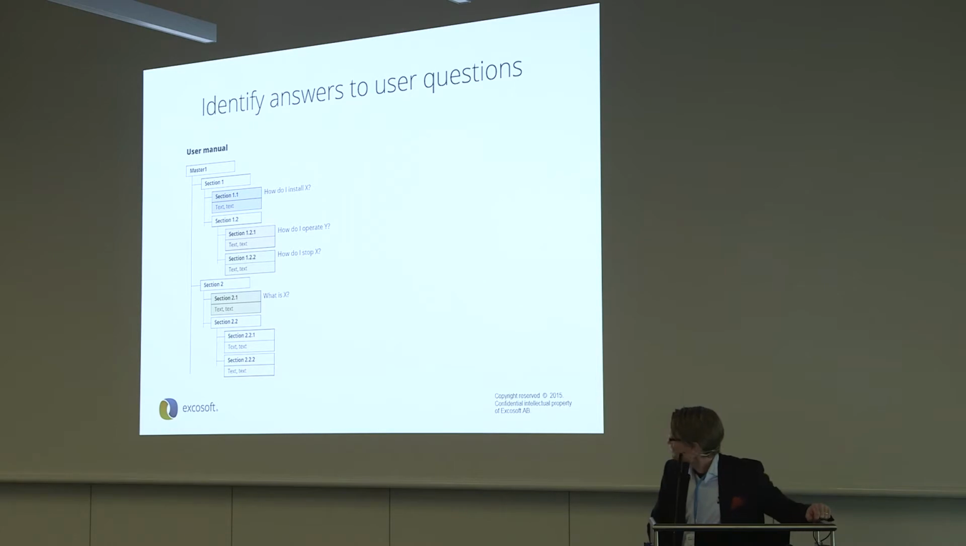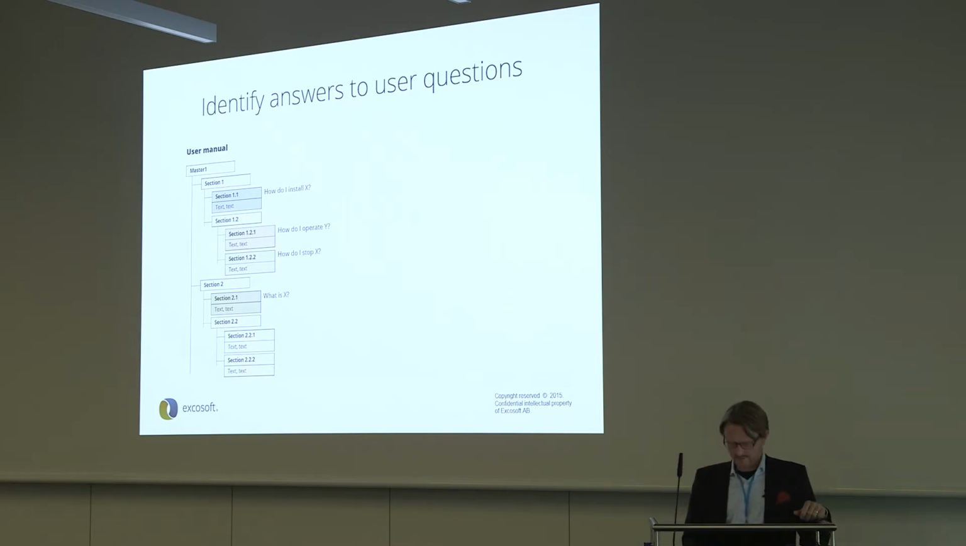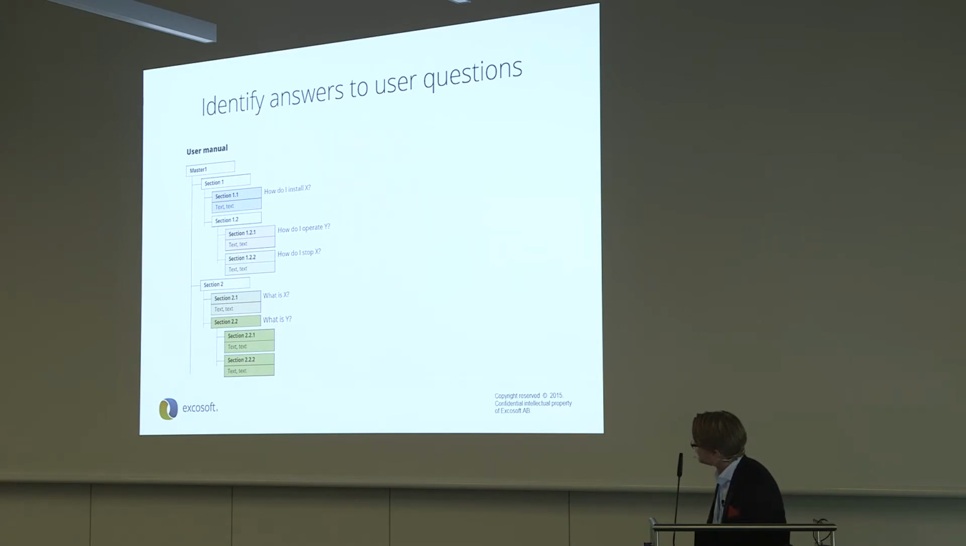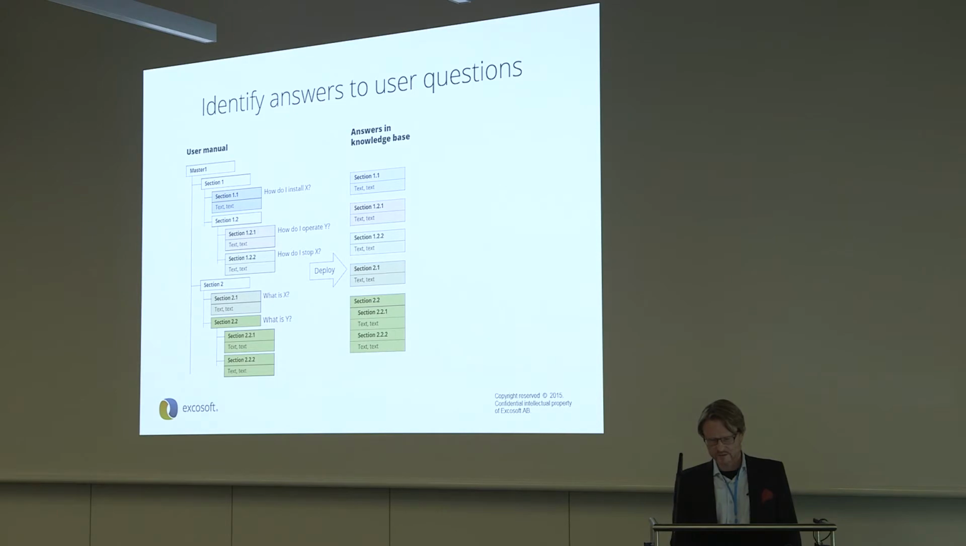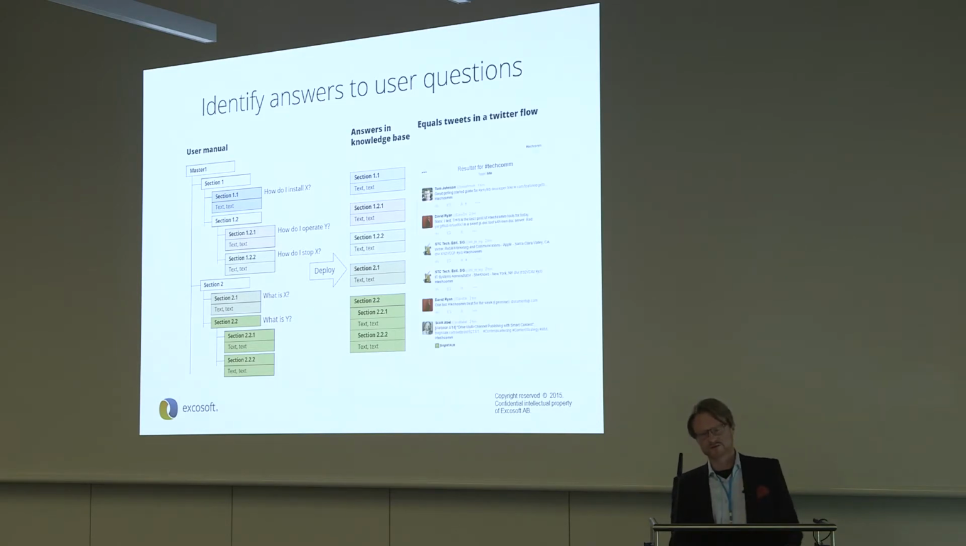So here the colored sections would equal an identified answer. But of course, these first four indicate that it is the leaf, the lowest section, that corresponds to a user question. And that, of course, is not always the case. It can be higher up in the hierarchy. So we need a way to map out and say that this node here corresponds to a user question. And maybe then rewrite or add this user question in the title, using conditions, for instance. And then when we deploy this to the web knowledge base, this would create this pile of answers, which could then be equal to a Twitter flow.